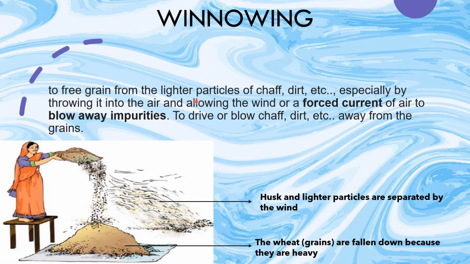Winnowing is to free grain from the lighter particles of chaff, dirt, etc., especially by throwing it into the air and allowing wind or force of current to blow away impurities, to drive or blow chaff, dirt, etc., that are in the mixture. So see, here the woman is throwing the mixture, which is like a mixture of husk and wheat.